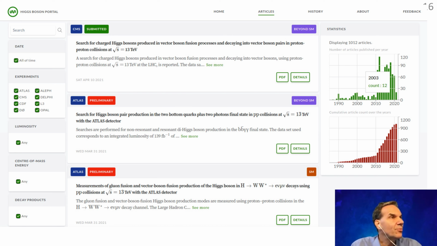So this portal looks in the following way. You see on the left-hand side the possibilities to make adjustments. So you can select the experiment. You can make a selection on luminosity. Here is all taken. And on the right-hand side, you can then see the statistics of the papers which have been analyzed.